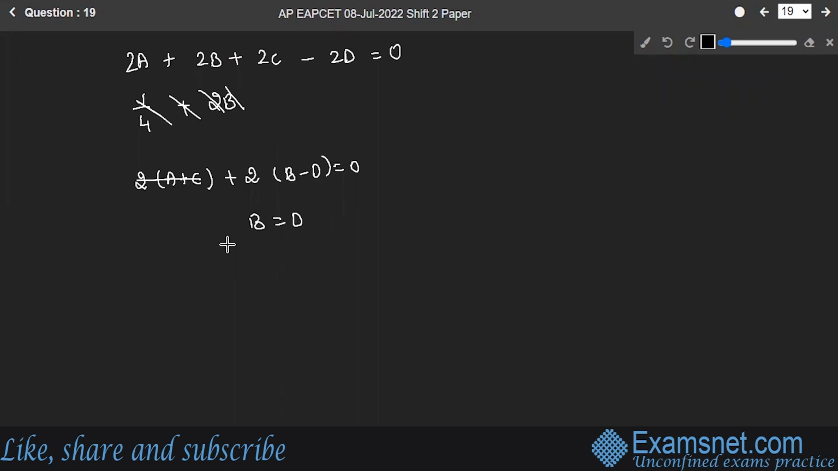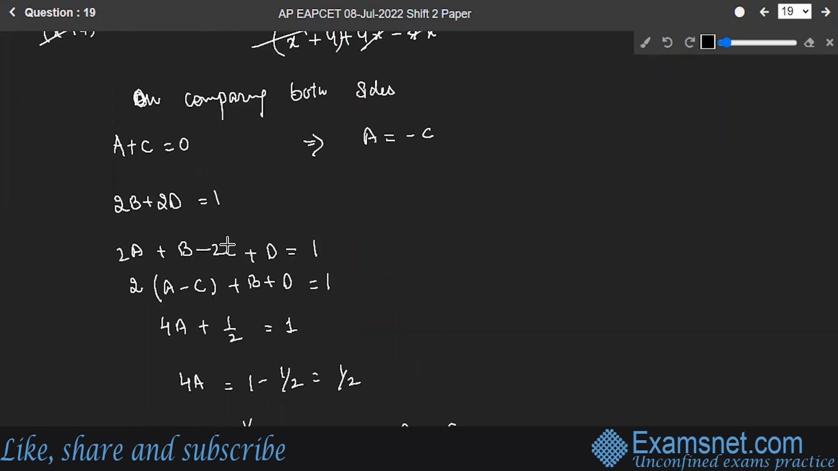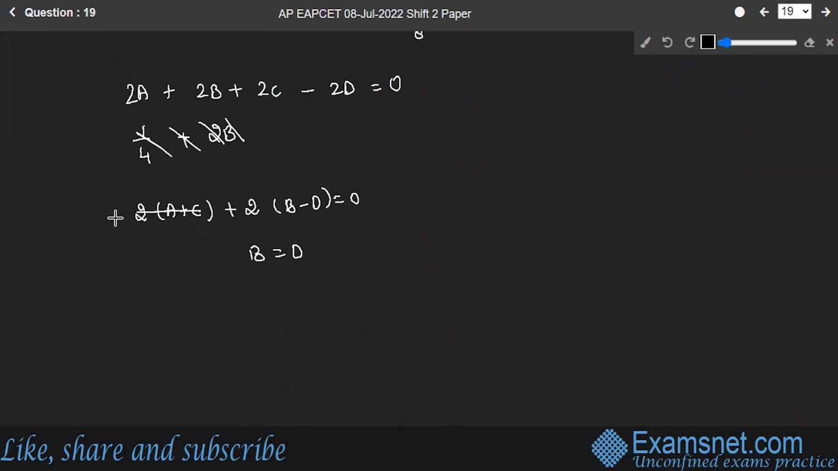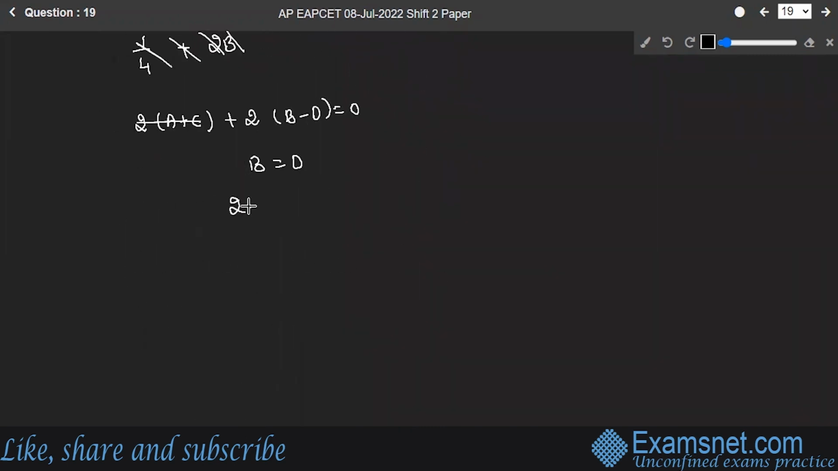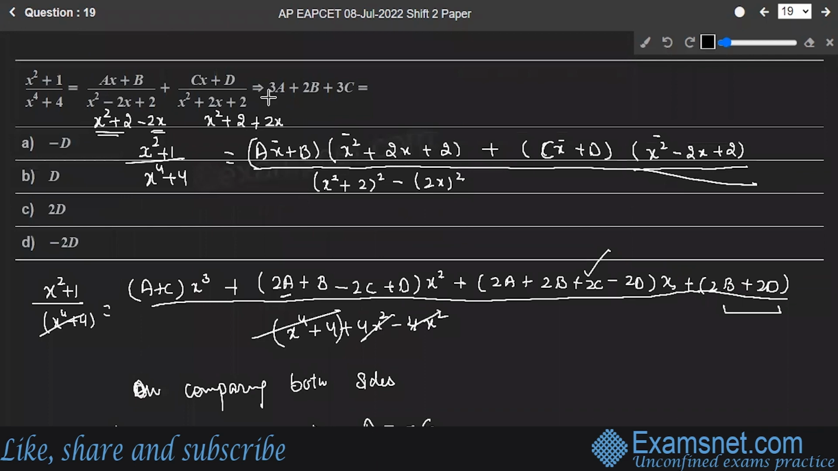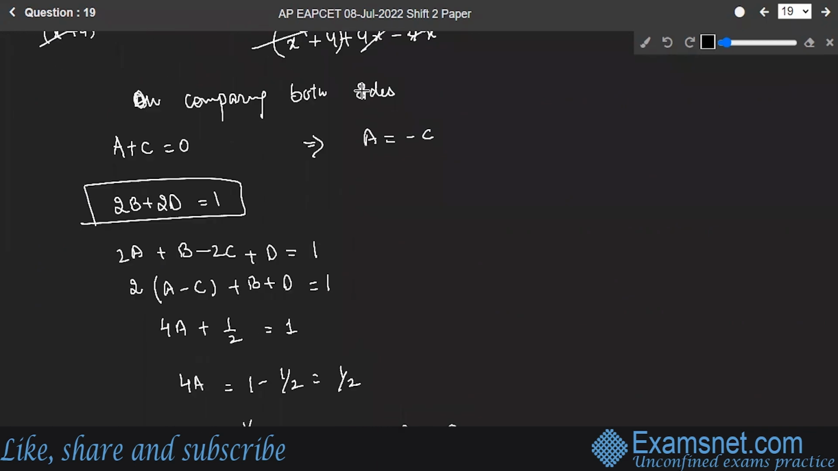So next thing that you had over here was 2b + 2d is equal to 1. Let's pick up that. 2b + 2d is equal to 1. Since they are equal, you can write down 2b + 2b is equal to 1. That will give you 4b is equal to 1, or b is equal to 1/4. This is what b is. Now, let's see what you had to find out: 3a + 2b + 3c.